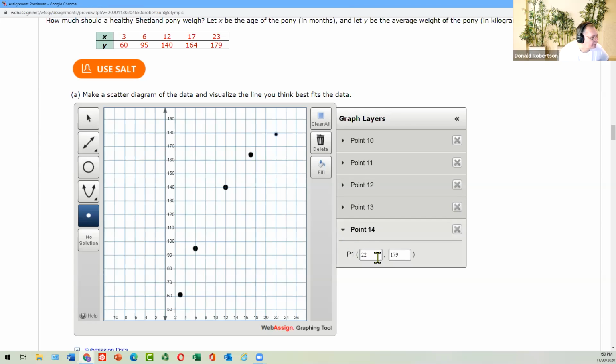That's miles off. 23, but I got the 179. Right, we are looking good, I guess. Now, make a scatter diagram. Done.